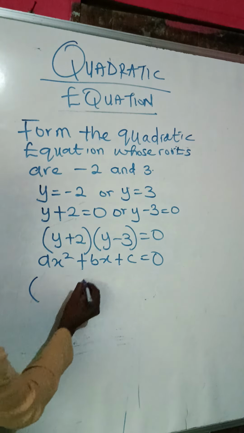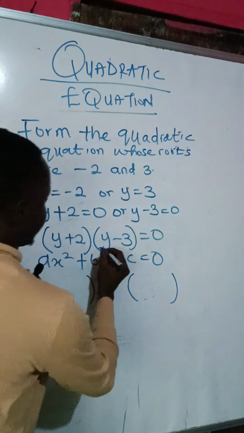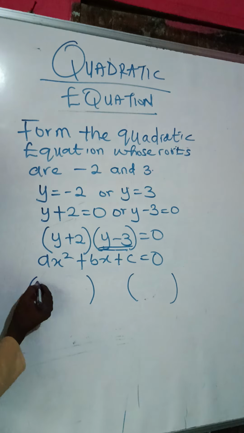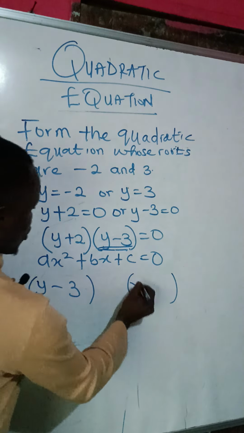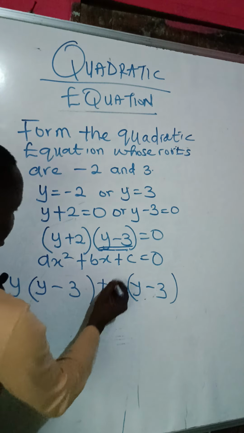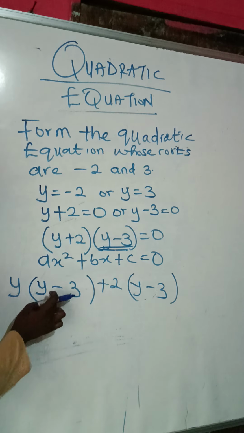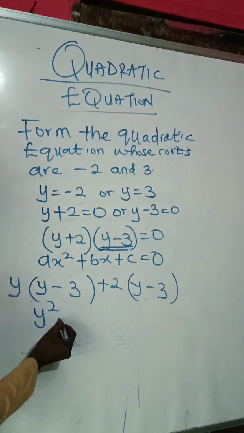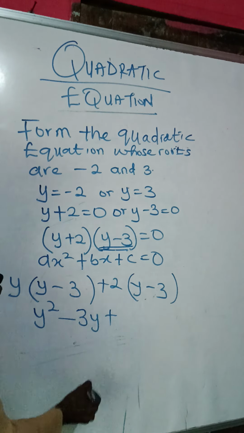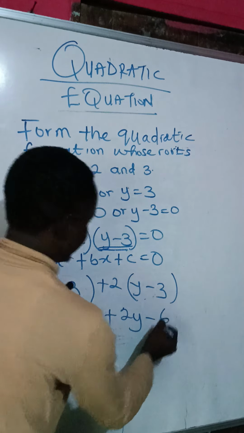We open two brackets. This second bracket will fill these two brackets here. That means you have y minus 3, y minus 3. So if this y comes here and we have +2, we can now expand and open our brackets. y times y is y squared, minus y times 3 is 3y, plus 2 times y is 2y, 2 times -3 is -6.